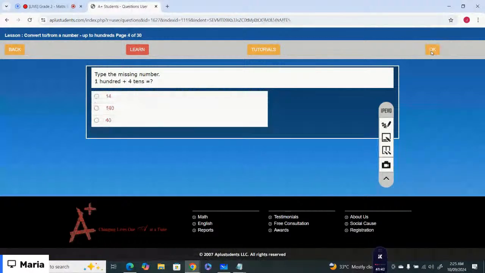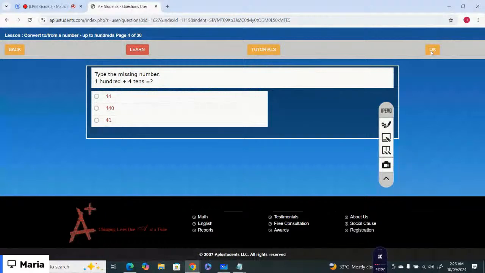Type the missing number: 100 plus ones. So which is the correct option? You are not given the ones here, right? The rightmost digit is always the ones digit. You cannot have any digit without ones. So if you are not given the ones, that means the ones is 0. Option number 2 is the correct option.